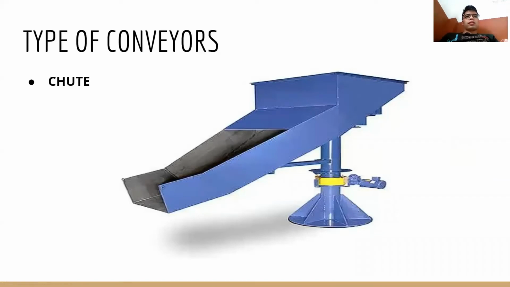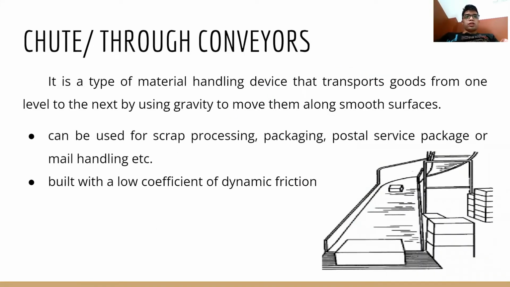So here are the types of conveyors. First is the chute, or throw, conveyor. It is a type of material handling device that transports goods from one level to the next by using gravity to move them along smooth surfaces.